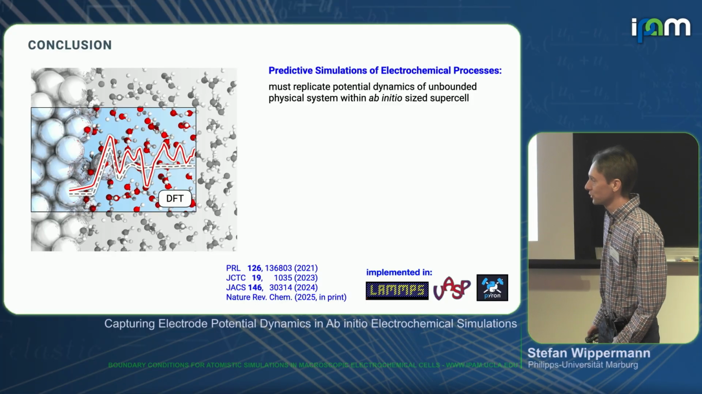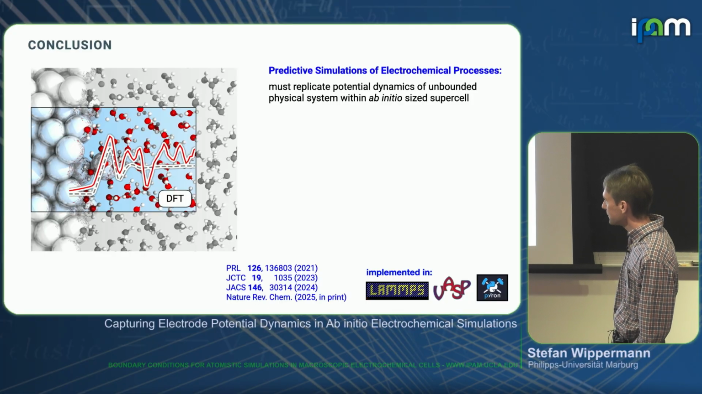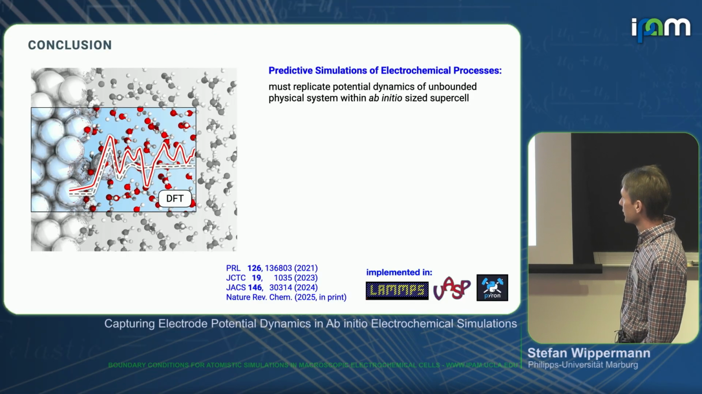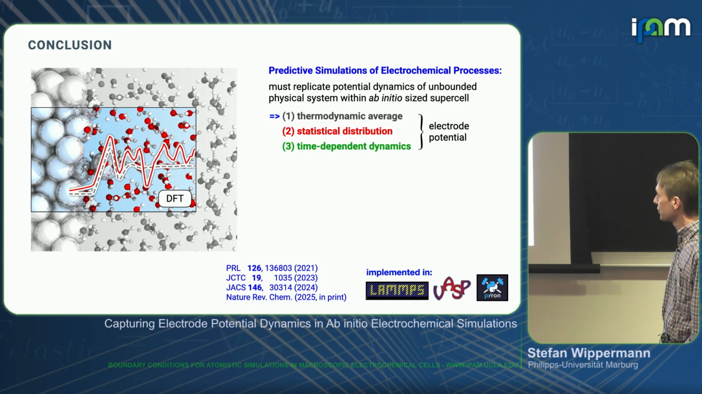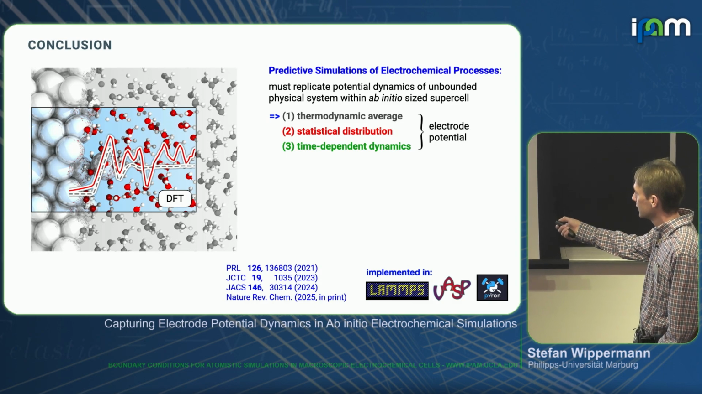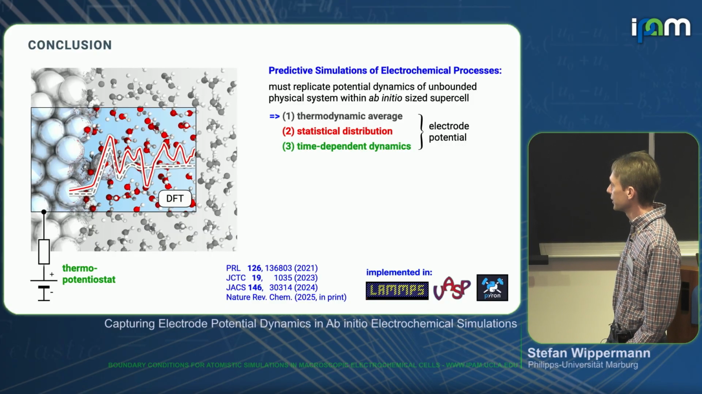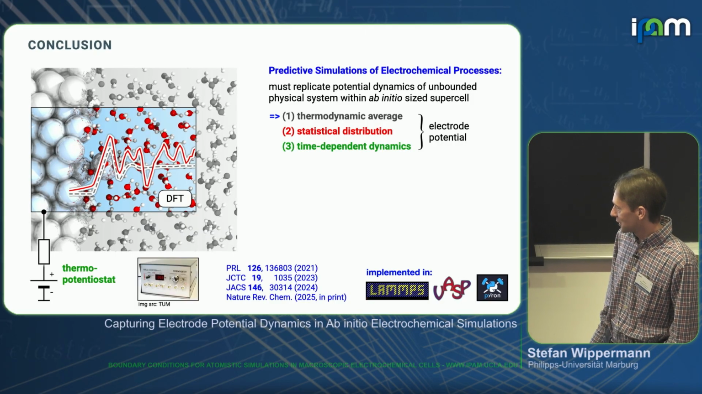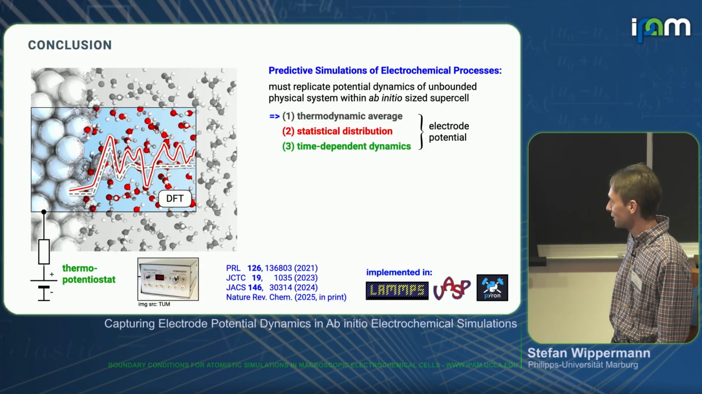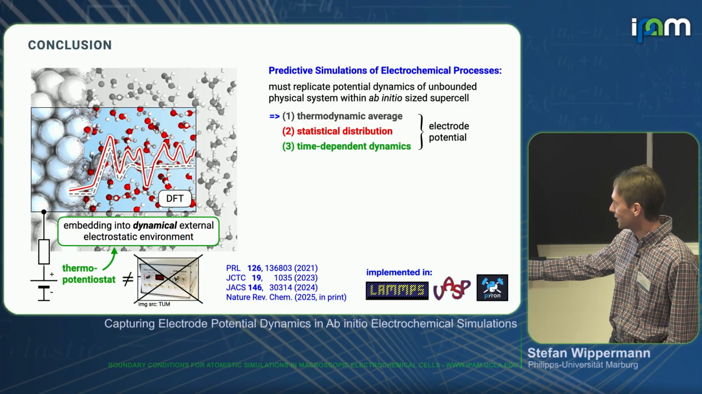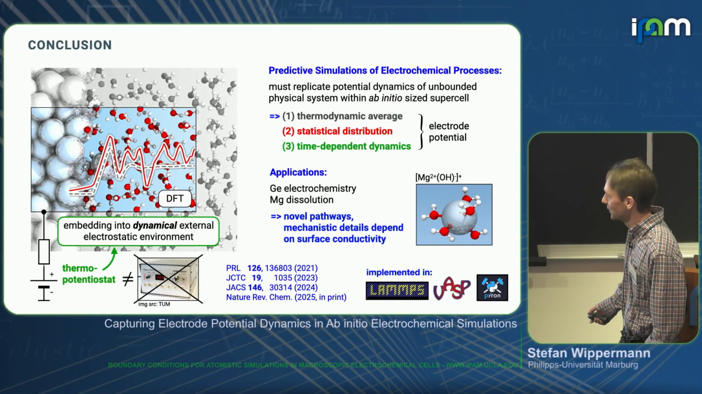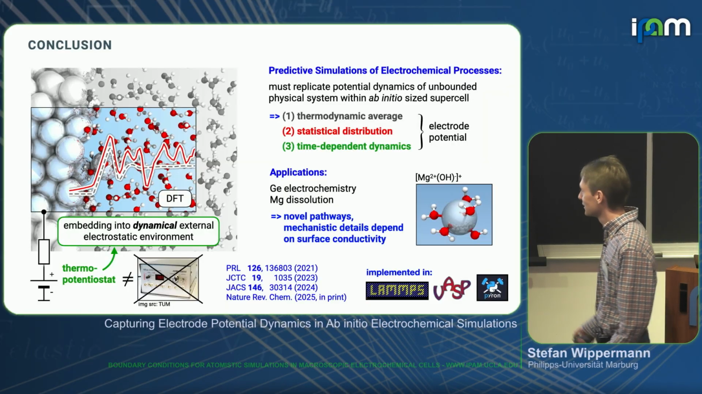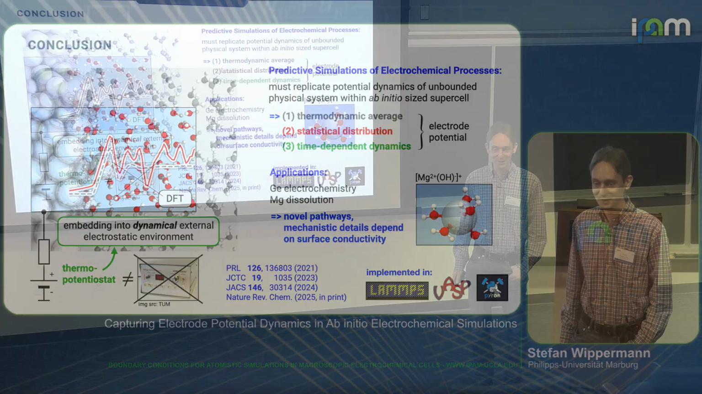So with that, I'm at the end of the talk, maybe just in time. For predictive simulations of electrochemical processes, we think you have to replicate actually the potential dynamics of the unbounded physical system within this ab initio size supercell. So you need the average, the mean, but also the statistical distribution and the time-dependent dynamics. Just again, the potentiostat is not this macroscopic device. It's about the embedding into this surrounding environment. I showed you some applications for germanium, very, very briefly, magnesium dissolution. And with that, thank you for this.